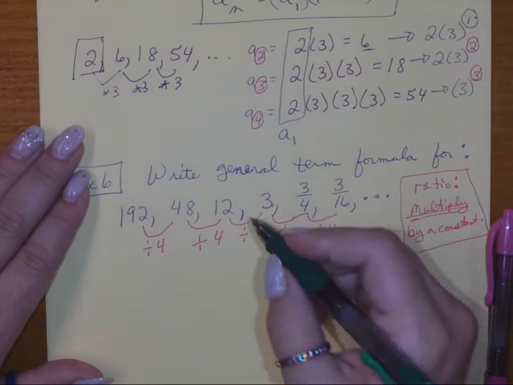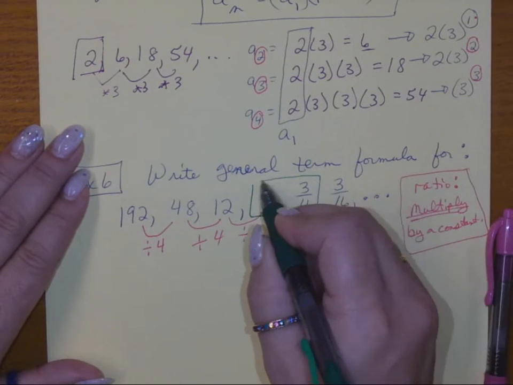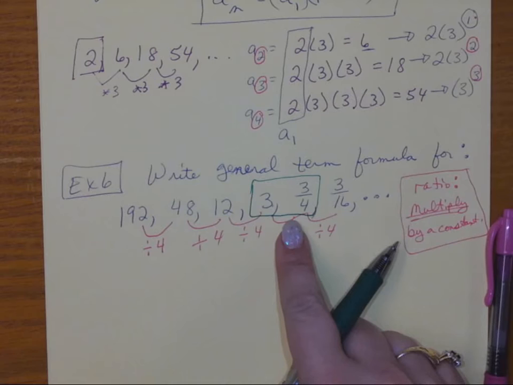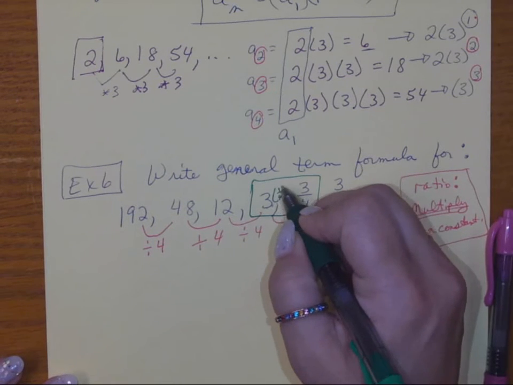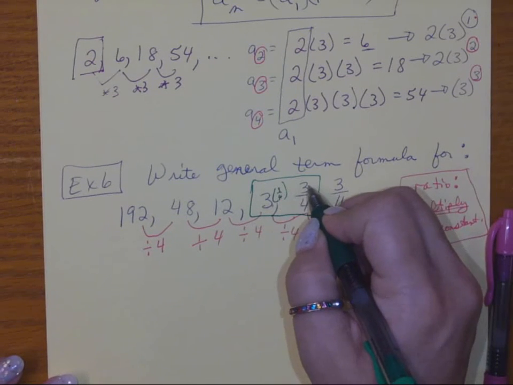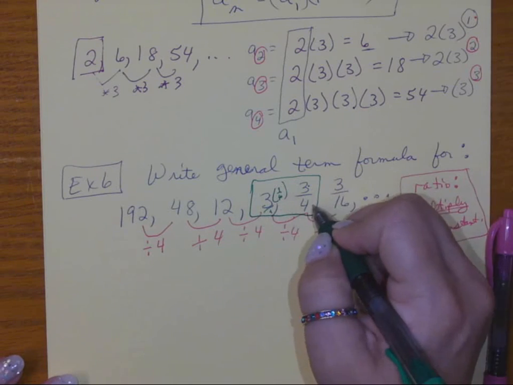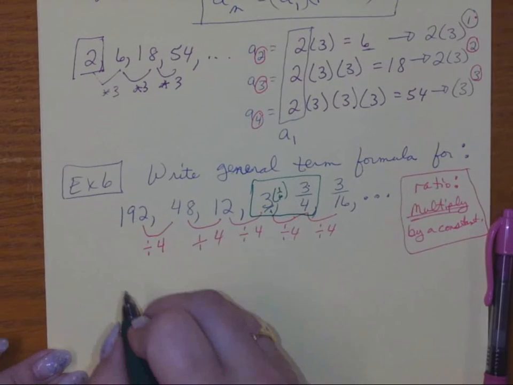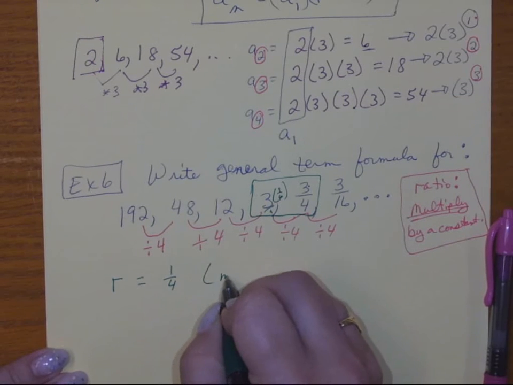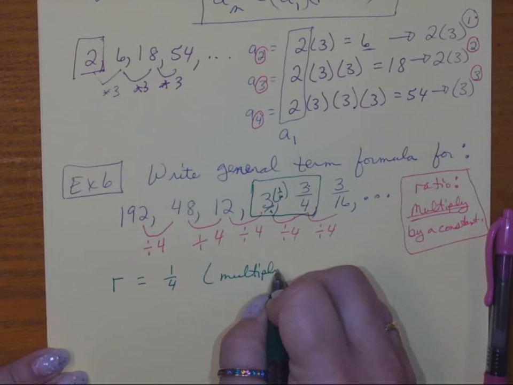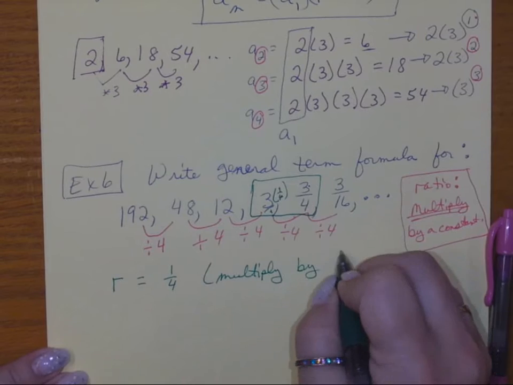And sometimes I say, hey, look right here. Yes, I divided by 4, but I also could have said I'm multiplying by 1/4, right? That would have given me 3 times 1 is the 3 on top, over 1 times 4 on the bottom. Yeah, I'm multiplying by 1/4. My pattern is multiply by 1/4.